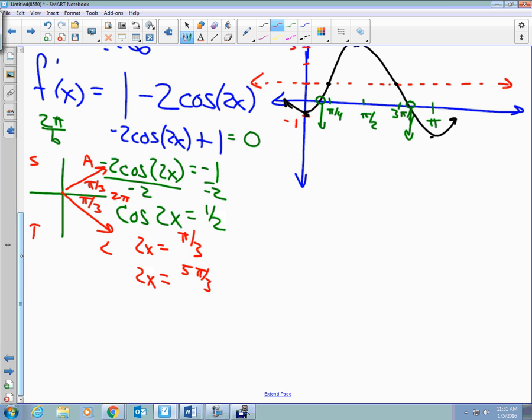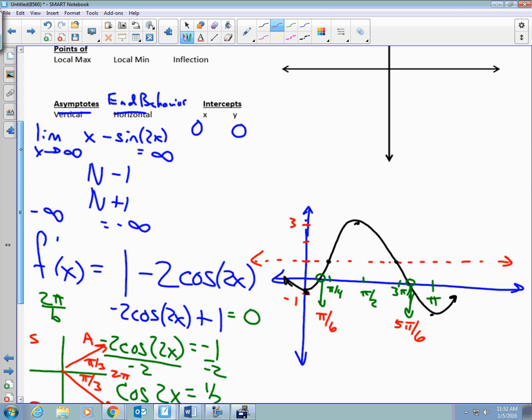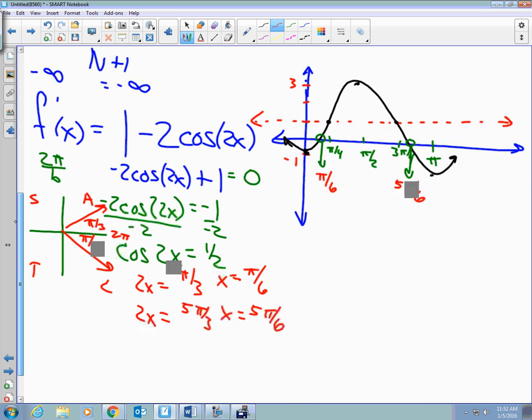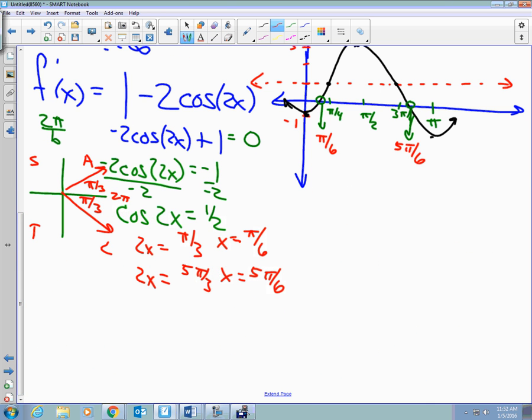So I solve by dividing both sides by 2. These locations right here, pi over 6 and 5 pi over 6. We're across the x-axis, so that's going to tell us where it's increasing. So when I inverse cosine of both sides, I come up with these. So I take the 2x.